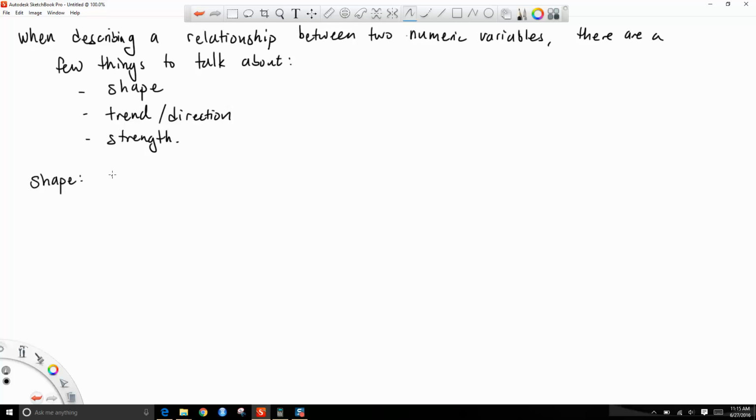Okay. So as far as shape goes, in this class we're only going to concern ourselves with those that have a linear shape. So for us, shape can be classified as linear or nonlinear. Because we're only going to learn how to handle linear. If it's nonlinear, we're not going to learn how to handle those data sets. Linear basically means can be summarized with a straight line. Nonlinear means a straight line will not work.